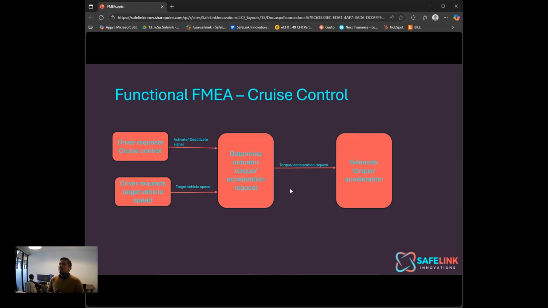Here's an example using cruise control. What I'm showing is a very high level functional architecture for cruise control. The driver requests cruise control and requests what the target speed is. The driver request is then converted into a torque or an acceleration request. And this torque and acceleration request is then converted into an actual torque or acceleration. Notice that at this point there is no component. These are all functions. So this is the right abstraction level to do a functional FMEA.